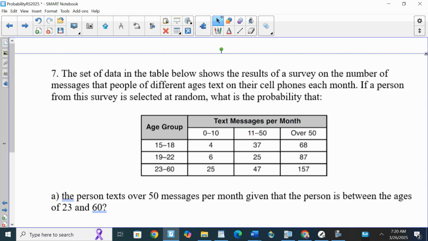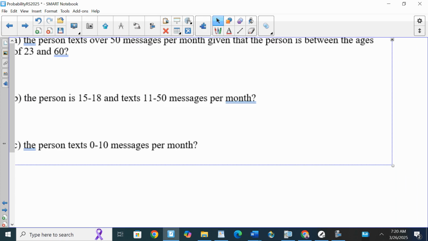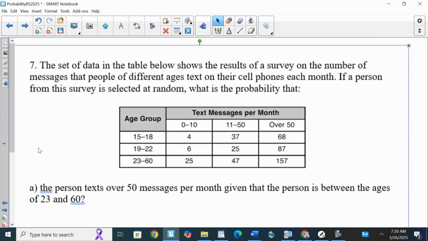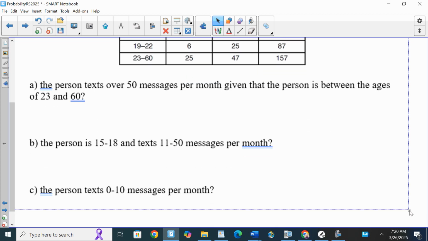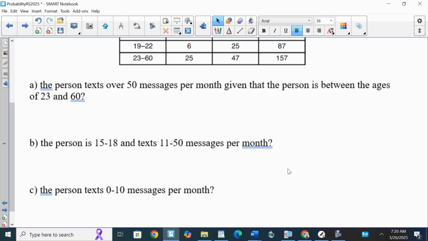Now we move on to two-way tables. This is like the bulk of this unit right here. Let me just get this to fit. There's 4 circumstances. We call them circumstance 1, 2, 3, and 4. We'll talk about all of them.